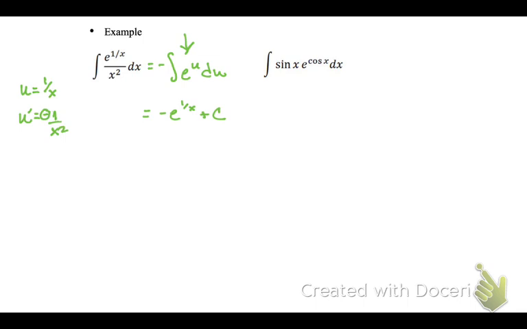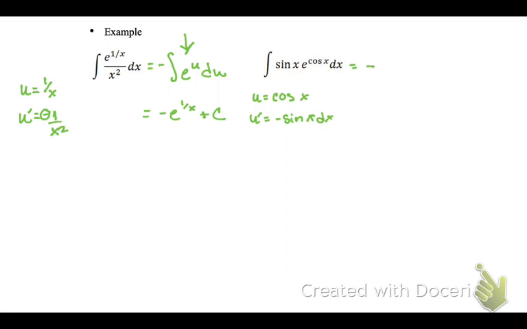Okay, so now, what is u? Cosine of x. Start with this one. Okay, so what's u prime? Negative sine of x. Okay. That's as far as I got. You can take over now. Okay, so do I have everything I need?